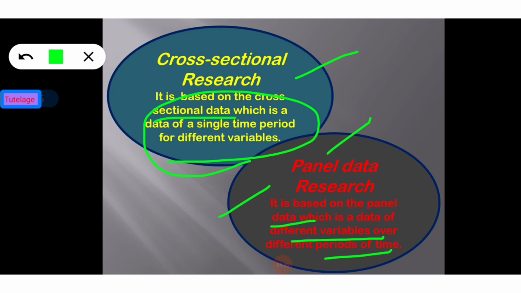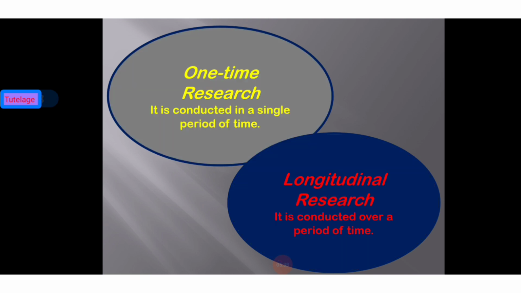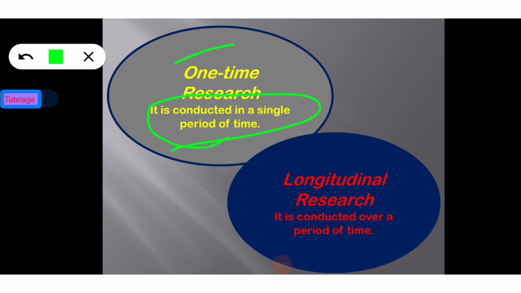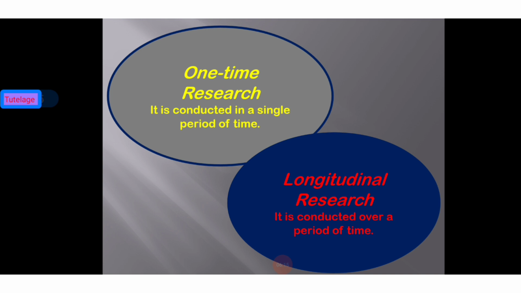So now going to the next type of research. That is one time research and longitudinal research. One time research is conducted in a single period of time, that means one time. And the longitudinal research is conducted over a period of time. So one time research deals with studies conducted in a single period of time, and the longitudinal research involves observations of variables over a period of time. So that is the basic difference between one time research and longitudinal research.